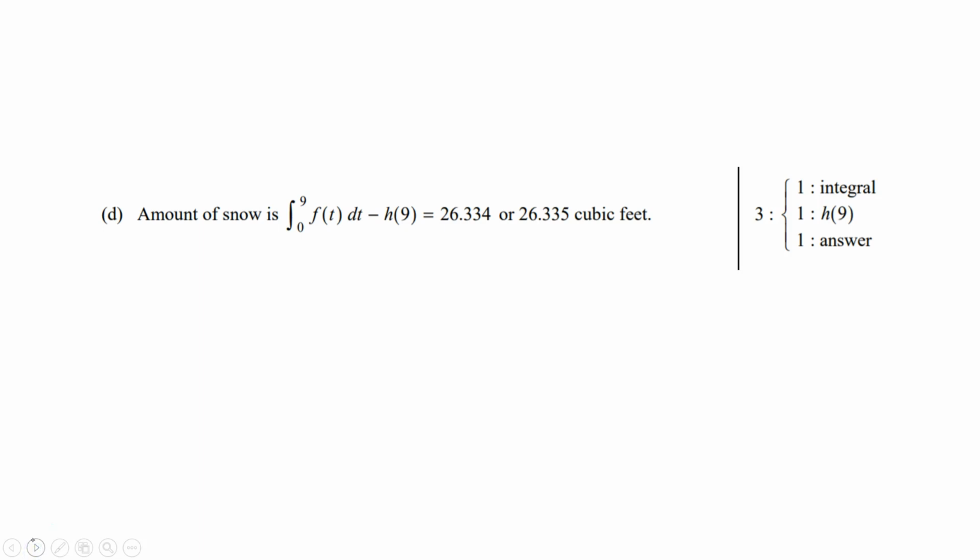So first thing they want is the integral. So they want you that you have the integral from 0 to 9 of f of t dt, and we were subtracting the h of 9 value. So you have to be able to find h of 9. You have to have the integral there, and then you get a point for the answer, 26.334 or 335. All right, so this one was a little bit closer to the wire, 15.34, but we were analyzing and kind of explaining as we went. But I believe that's the last part of the question.